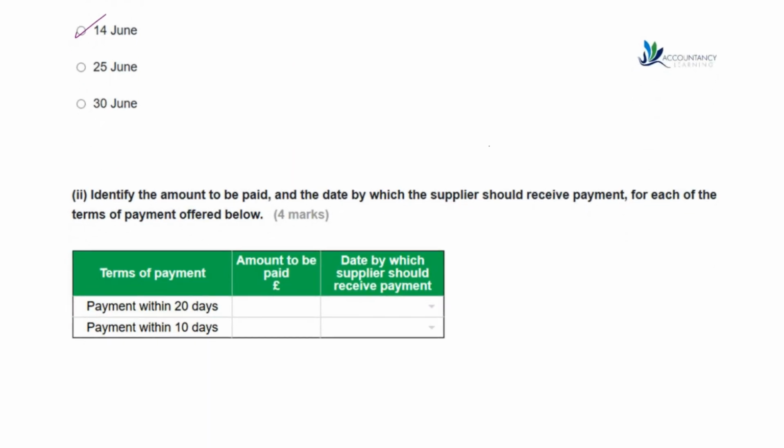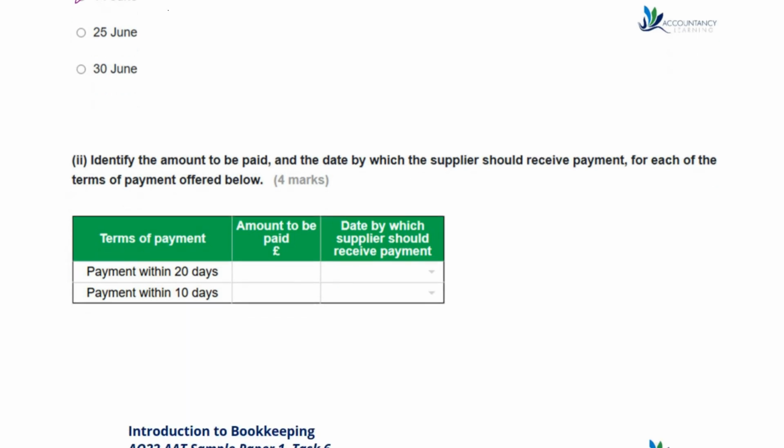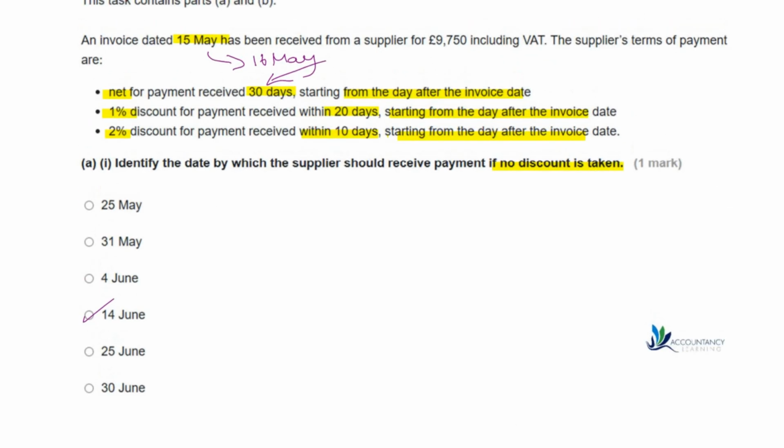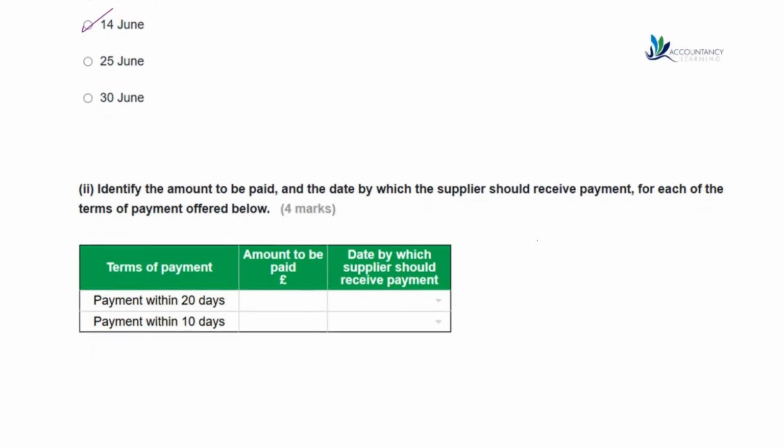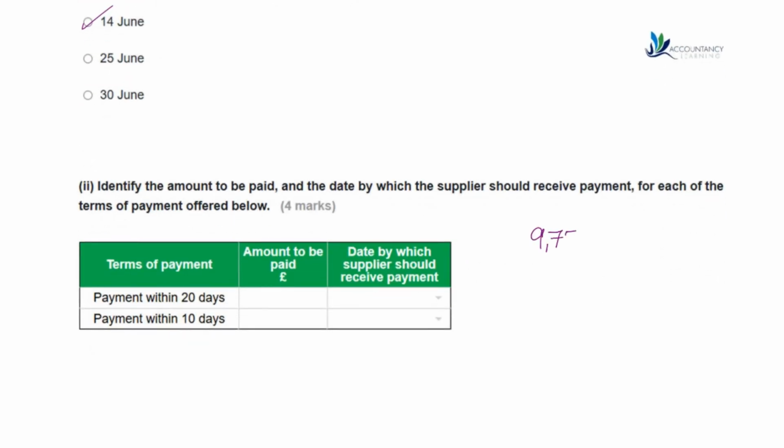The second part is to identify the amount to be paid and the date by which the supplier should receive payment for each of the terms of payment offered below. So we've now got the payment within 20 days and the payment within 10 days. So our payment amount was $9,750, and that is our gross amount. It was including VAT. And then we've got a 1% discount for payment within 20 days and a 2% discount for payment within 10 days.